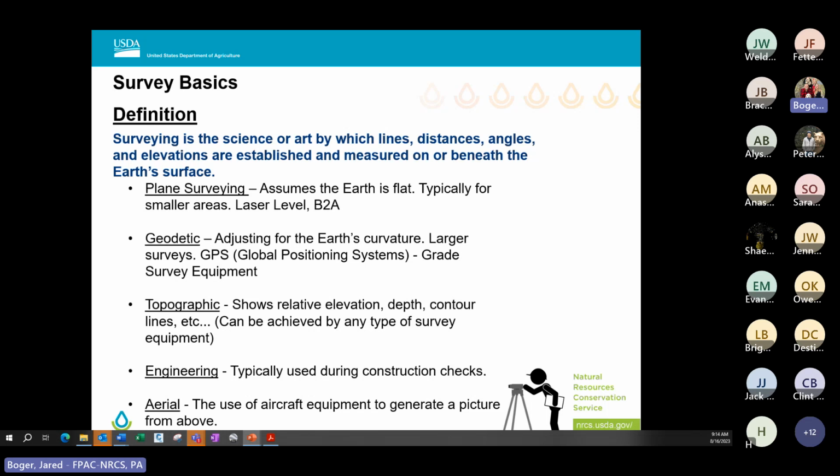Topographic. This is essentially something we can achieve with any type of survey. We're just taking relative elevations and depths and establishing some contour lines to do an engineering drawing. Engineering surveys are typically used during construction checks. I'm not sure of the experience anybody has with construction checks, but typically what I'll use, and you'll see one here, is a hand level or a laser, like I said before. And then we have aerial, the use of aircraft equipment too.